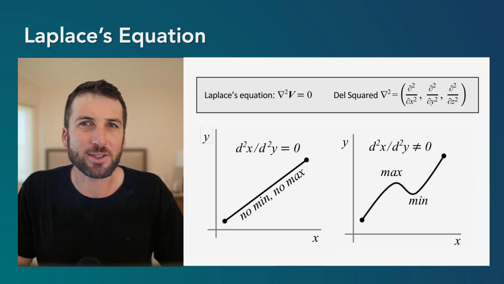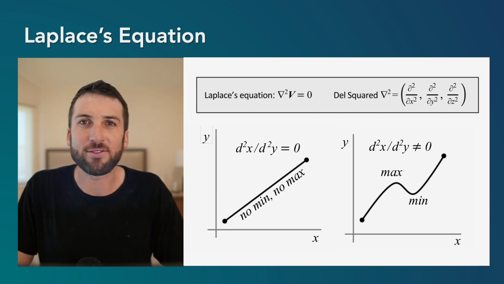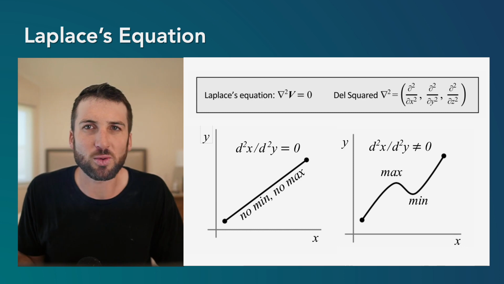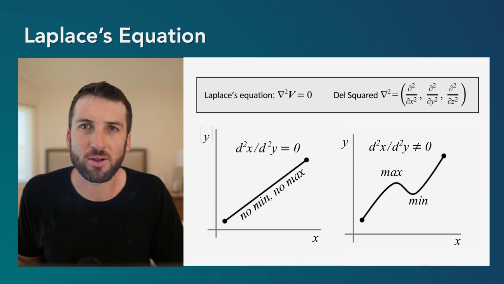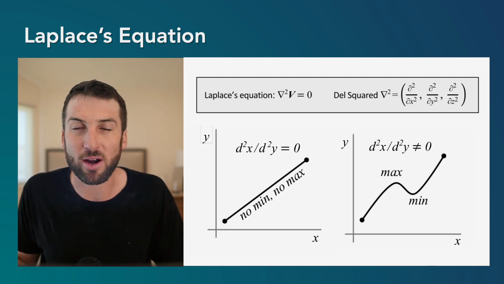So Laplace's equation is basically saying, let's take this idea of a derivative. What about the second derivative, the derivative of the derivative? So just first, let's understand this with one variable. So imagine it's dx divided by dy. But now we're taking the second order. So it's d squared x divided by d squared y.